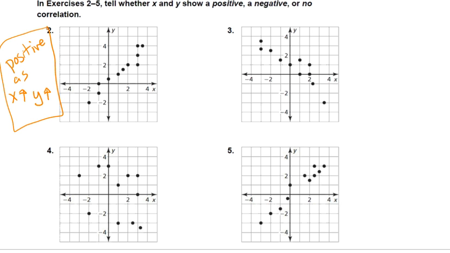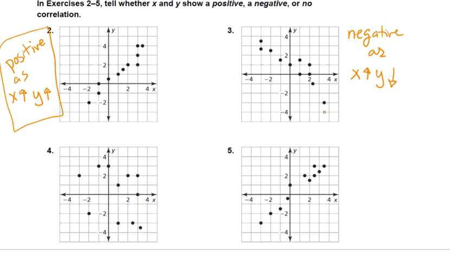Let's take a look at number 3. Here we see that it's kind of going in this motion, kind of going down. This tells us that this is going to be a negative correlation, because as x got larger, the y's went down.